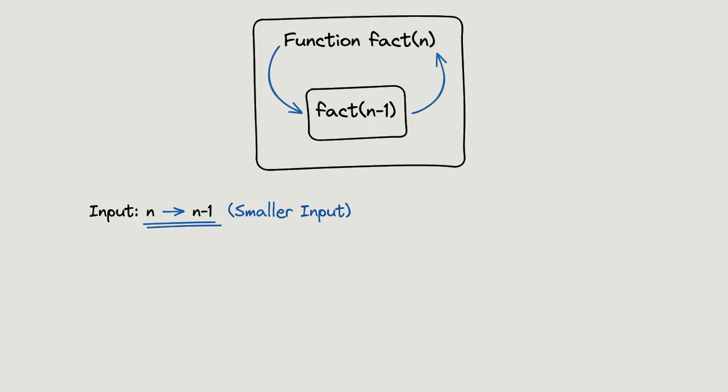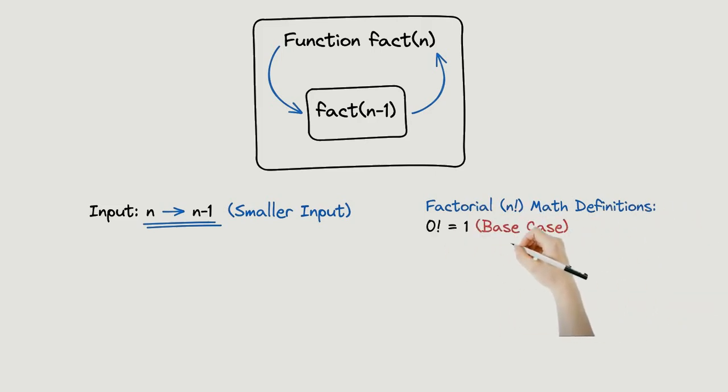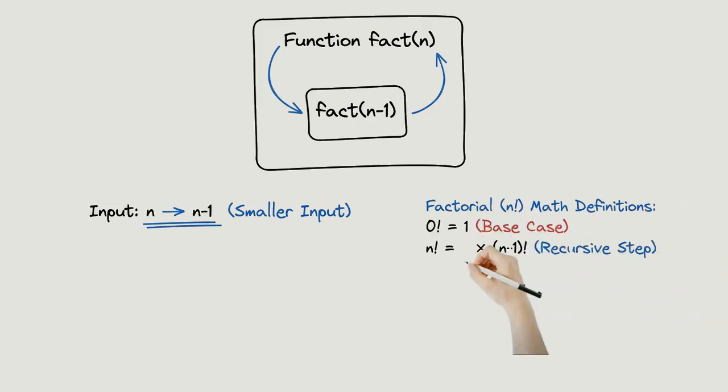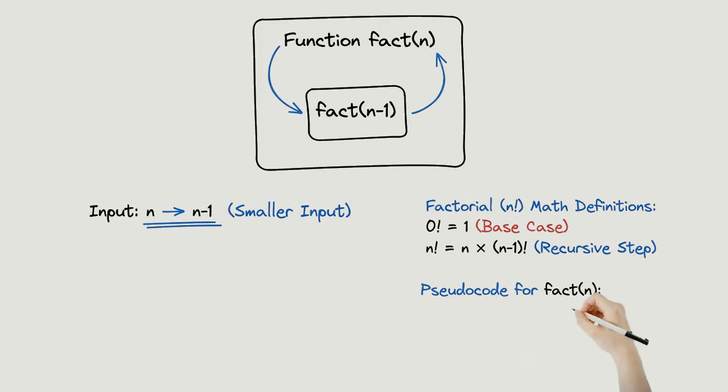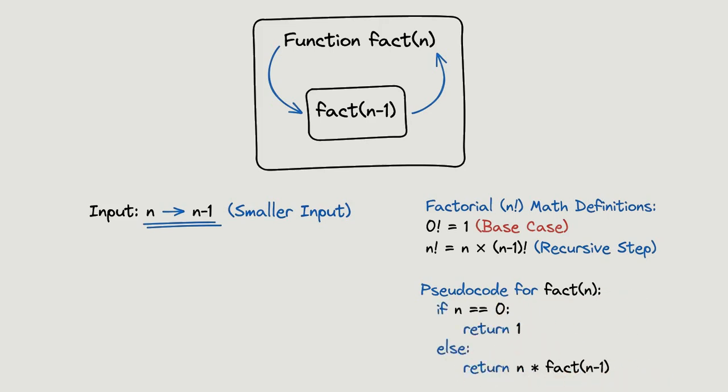A clean example is factorial. 0 factorial is defined as 1. For any positive number n, factorial is n times the factorial of n minus 1. That definition maps directly to code. If n is 0, return 1. Otherwise, return n times factorial of n minus 1.